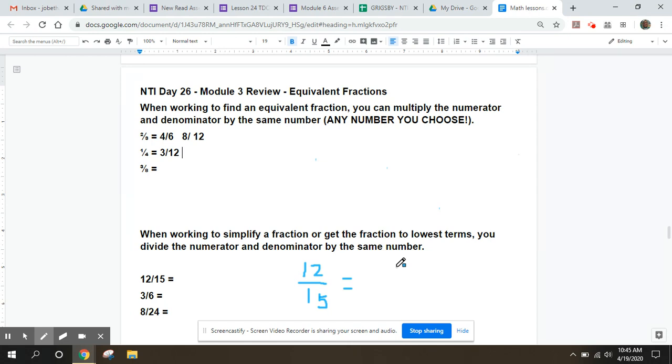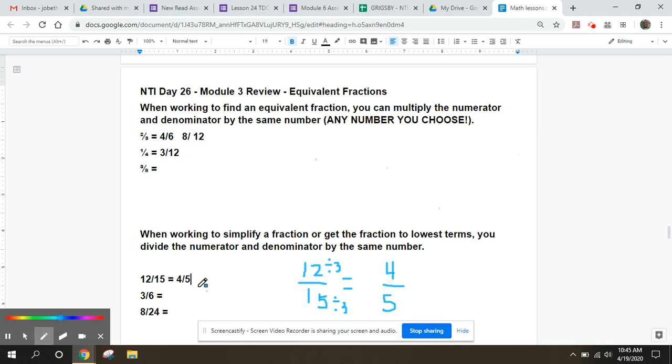Start with 2. Well, if I count by 2s, I'm not going to hit 15 because it's not an even number. So go up to 3. If I count by 3s, will I hit 12 and 15? And the answer is yes. So 12 divided by 3 and 15 divided by 3. And this is simplifying. So 12 divided by 3 is 4, and 15 divided by 3 is 5. And so in this case, there is not a number that we can count by that would hit 4 and 5. And so 12/15 simplified is 4/5.